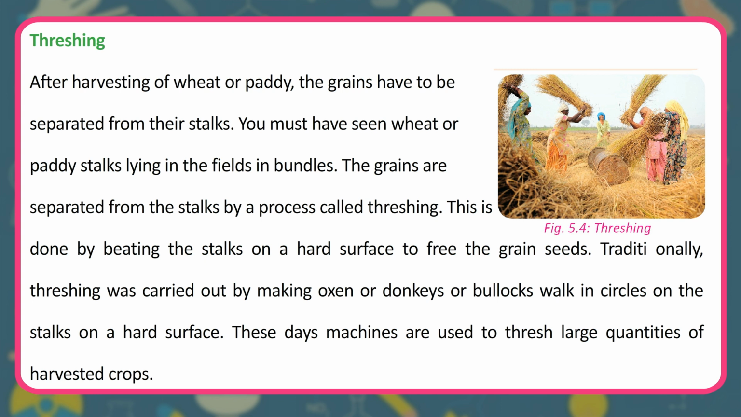Threshing. After harvesting of wheat or paddy, the grains have to be separated from their stalks. You must have seen wheat or paddy stalks lying in the fields in bundles. The grains are separated from the stalks by a process called threshing. This is done by beating the stalks on a hard surface to free the grain seeds. Traditionally, threshing was carried out by making oxen or donkeys or bullocks walk in circles on the stalks on a hard surface. These days machines are used to thresh large quantities of harvested crops.